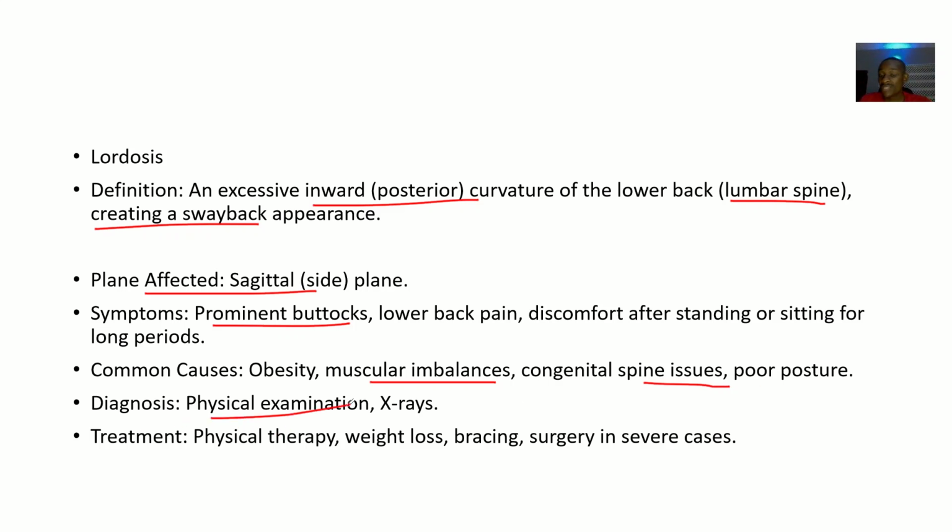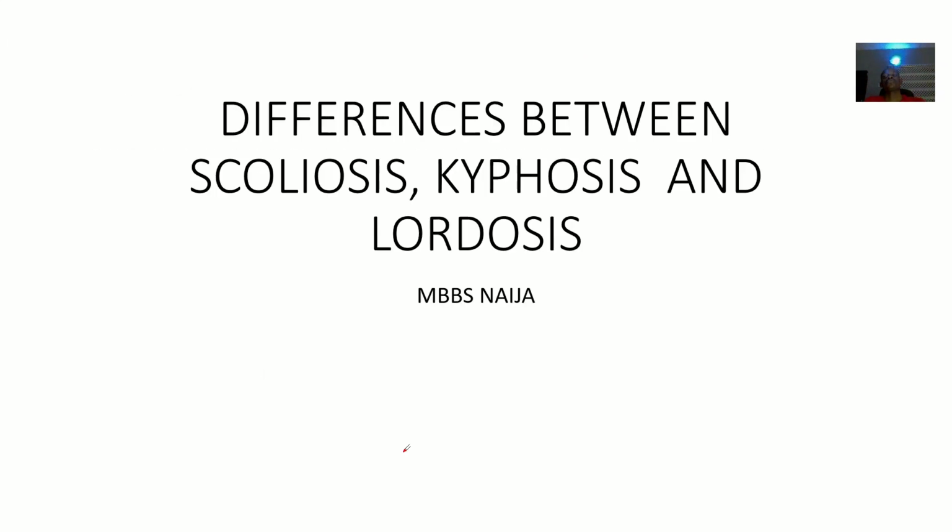Diagnosis is the same thing: physical examination and x-rays. It's physical, things you can actually just see. You are doing an x-ray just to have a documented form, just to confirm. Treatment includes physical therapy, weight loss, bracing, and surgery in severe cases, right? So with that, those are the differences between scoliosis, kyphosis, and lordosis.